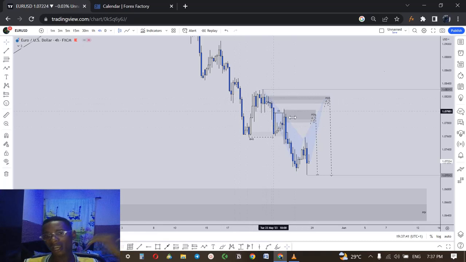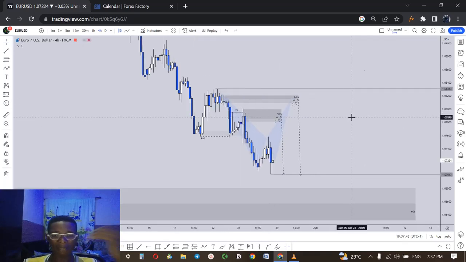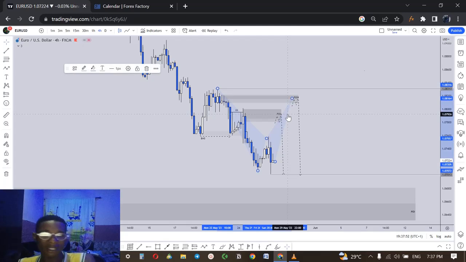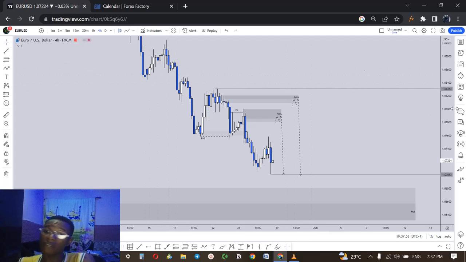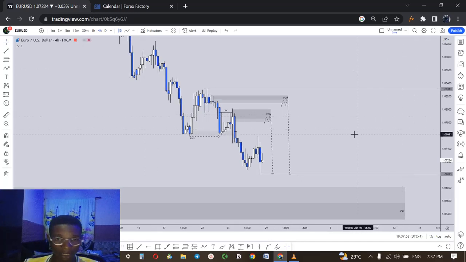Additionally, with this harmonic pattern, which is the bat harmonic pattern, this is what I'm really looking at on Euro USD. I'm looking to short Euro USD. Very simple. You can see how the trade idea is very simple. If I'm looking at the chart and I'm seeing the trading idea is very complex, I just stay away from it. I don't need to force it.